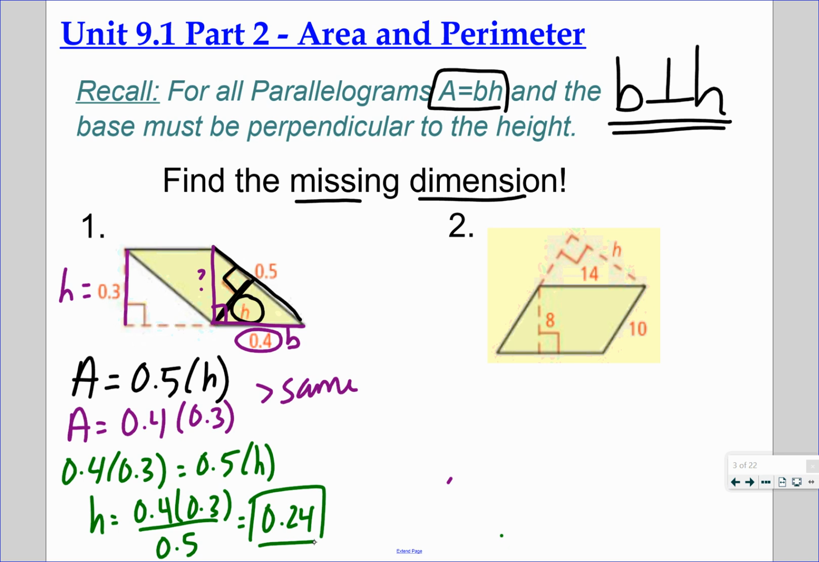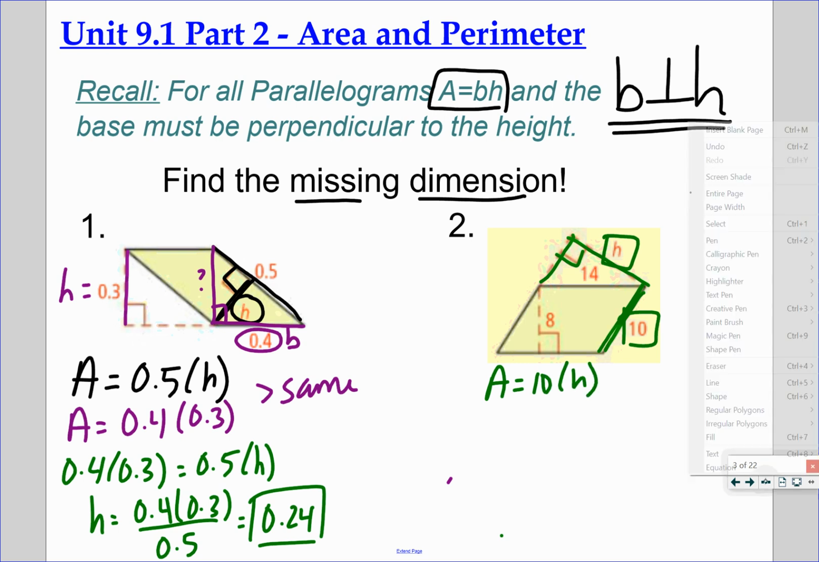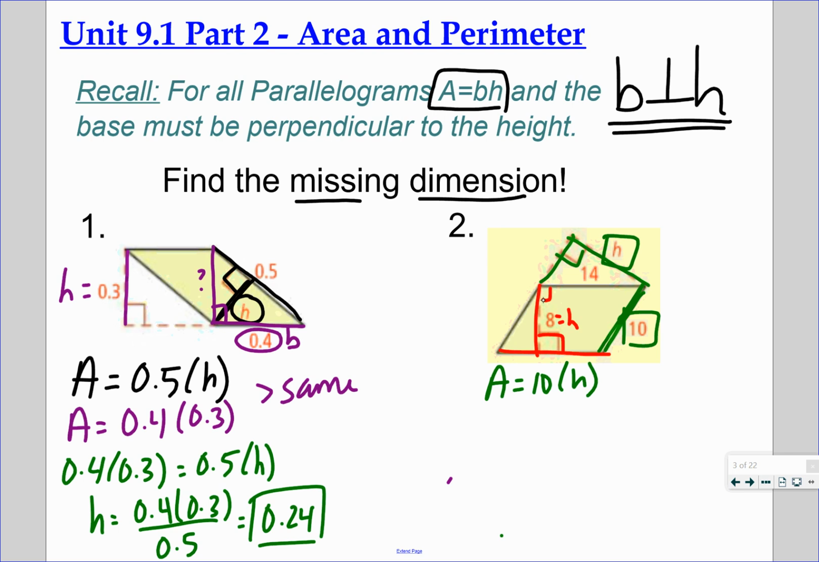Number 2, you're going to do the same process. H is what we're trying to find. Well, this is technically a height, and it should be perpendicular to whatever this is, but we're not quite sure what this is. But we can look down here, and it's actually perpendicular to this side. So we do know that the area is going to equal a base of 10 times a height of some unknown dimension. And when we do that, we can also match up this height with this base. Oh, but it's also perpendicular to this one. So we can also say that the area is equal to 8 times 14.